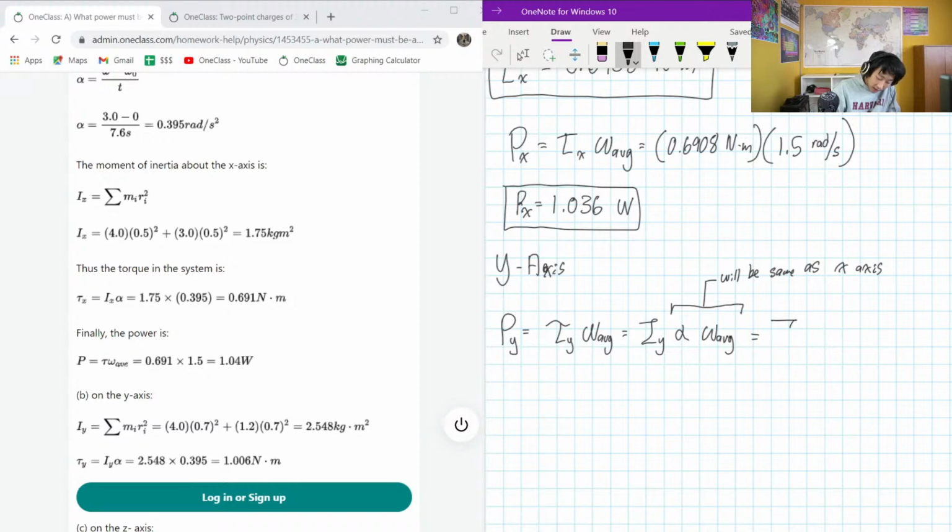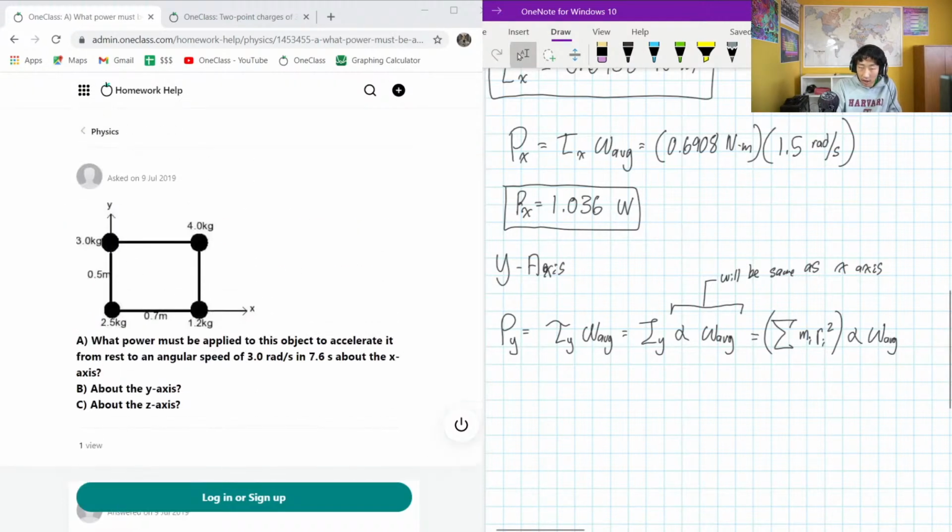All we need to look at now is who is going to have a contribution of inertia if we're spinning about the y-axis. So it's going to be the same equation, mr squared, all in brackets, multiplied by angular acceleration and omega average. Let's take a look at our diagram here and see if we're spinning about the y-axis, kind of like a flag. We can see that we have the 4 kilogram and the 1.2 kilogram that are going to be relevant to this moment of inertia calculation. The other two, since they're on the y-axis directly, will not contribute to the moment.